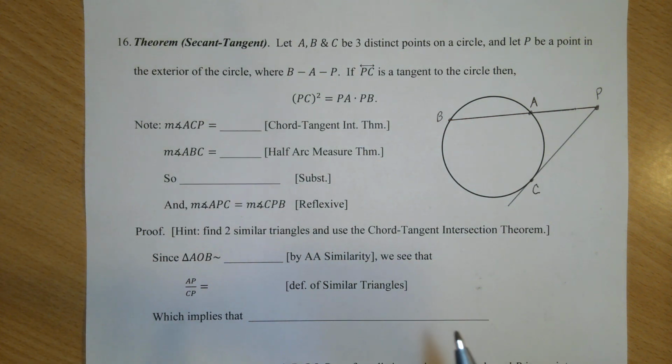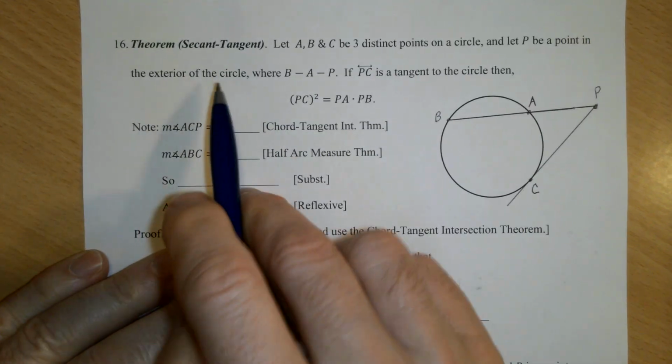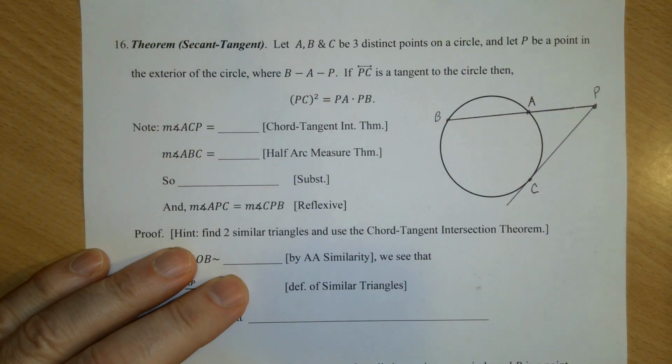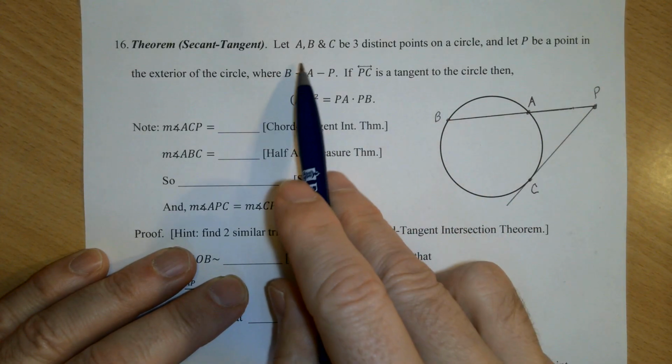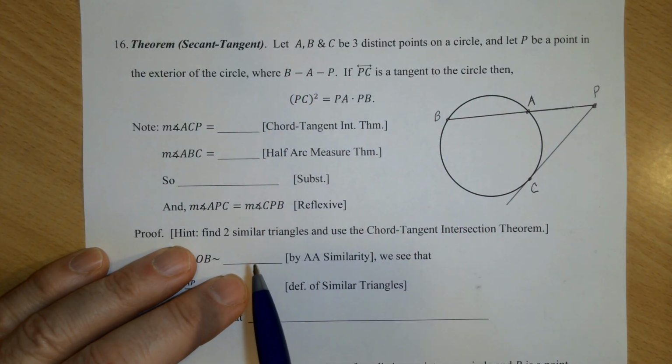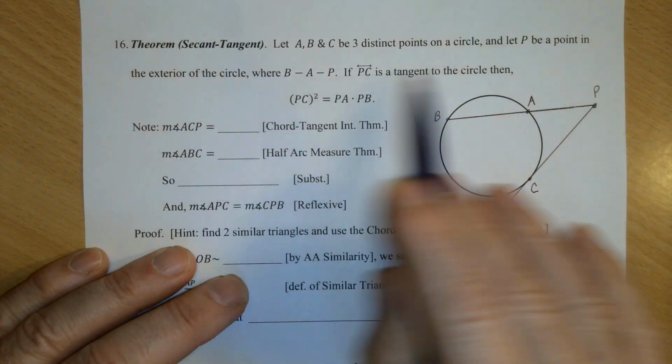In this video, we're going to complete the proof of a theorem and a corollary. So the first one is the secant tangent theorem. We're starting with a circle. We have three distinct points, A, B, and C. I already drew A, B, and C on the circle in the prescribed manner.